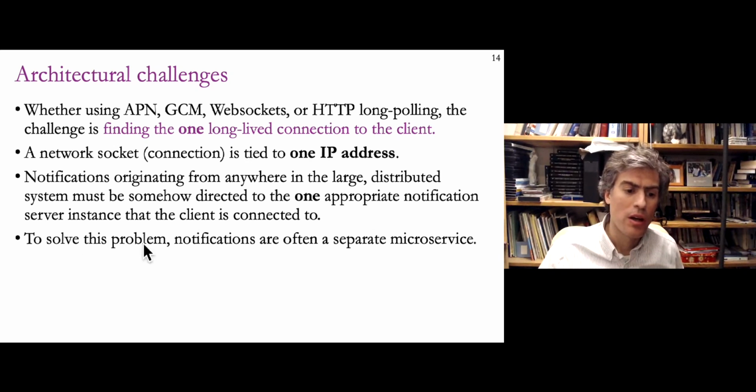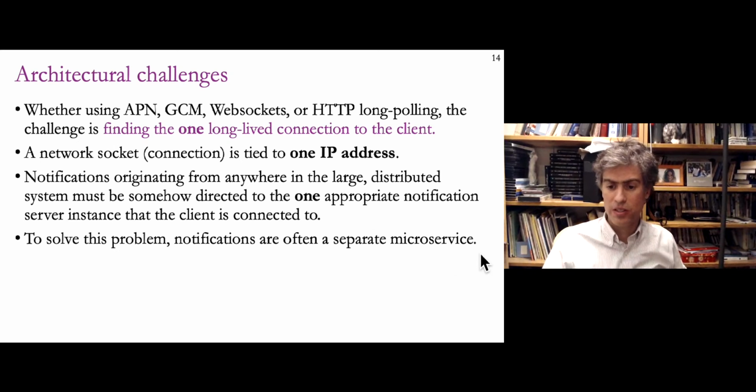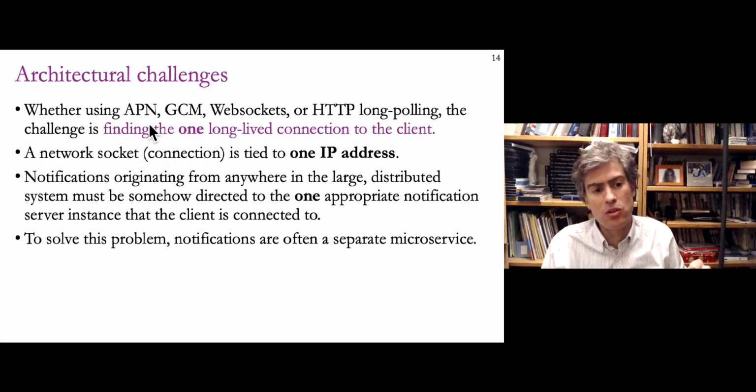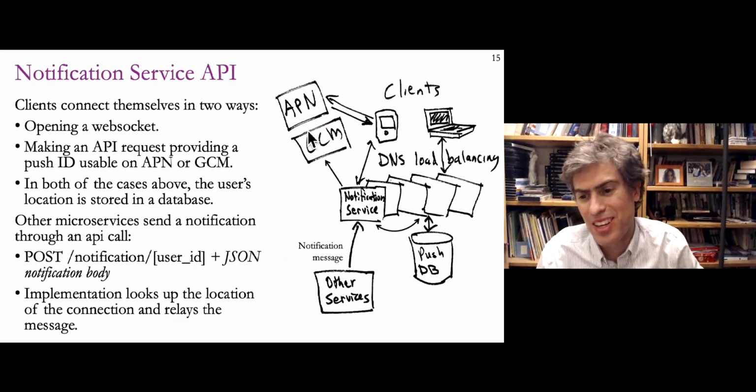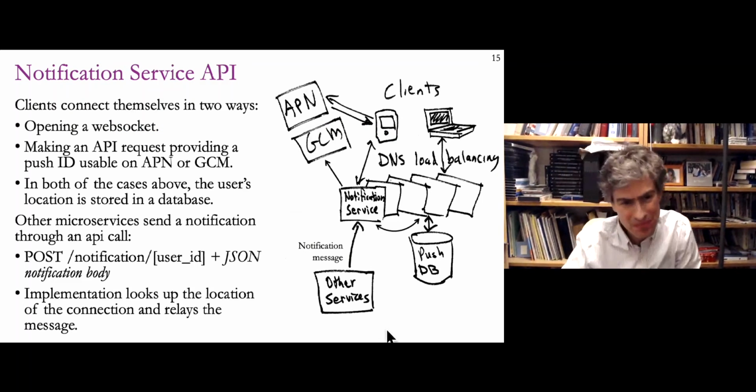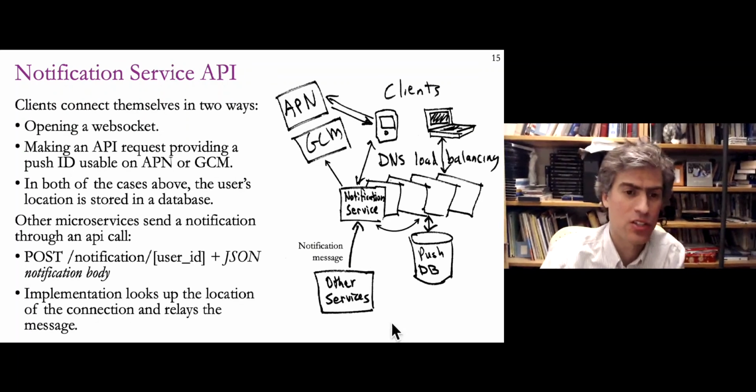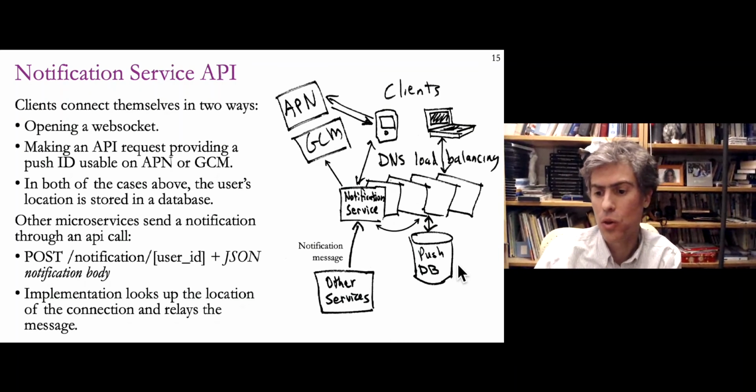Okay, so to solve this problem, notifications are often a separate microservice, and actually what we saw with Apple Push Notification Service and Google Cloud Messaging was basically a separate microservice that was operated by a third party for this purpose.